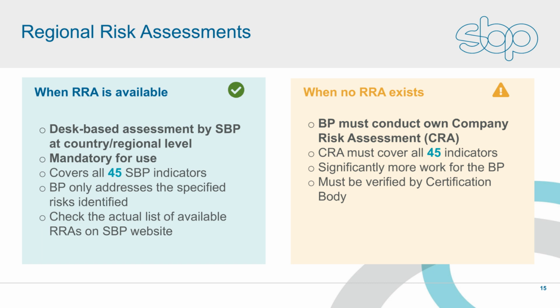When an RRA is available, the left panel, a regional risk assessment is a desk-based assessment conducted by SBP covering an entire country or region. Where one exists for your sourcing area, it is mandatory to use it. You do not have the option to bypass it and conduct your own CRA instead. The RRA covers all 45 SBP indicators, and it delivers a risk rating for each one. The practical implication for the biomass producer is significant. You only need to address the specified risks that the RRA has identified.